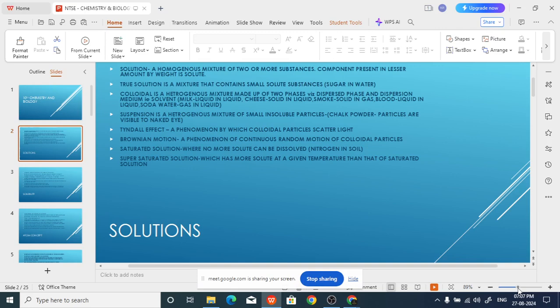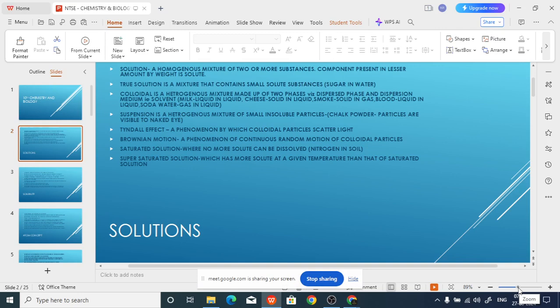Can I ask one of you to read this whole thing? Swastik, can you read it for the benefit of everybody? Yes, sir. Is it big enough to read? Yes, sir. Okay.